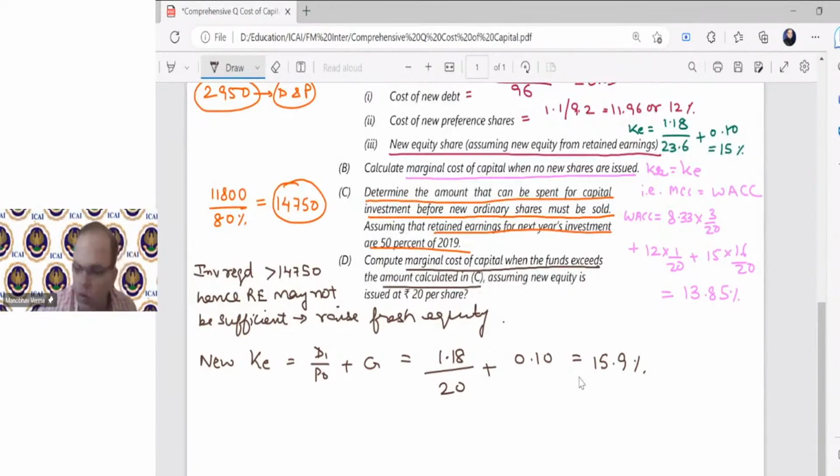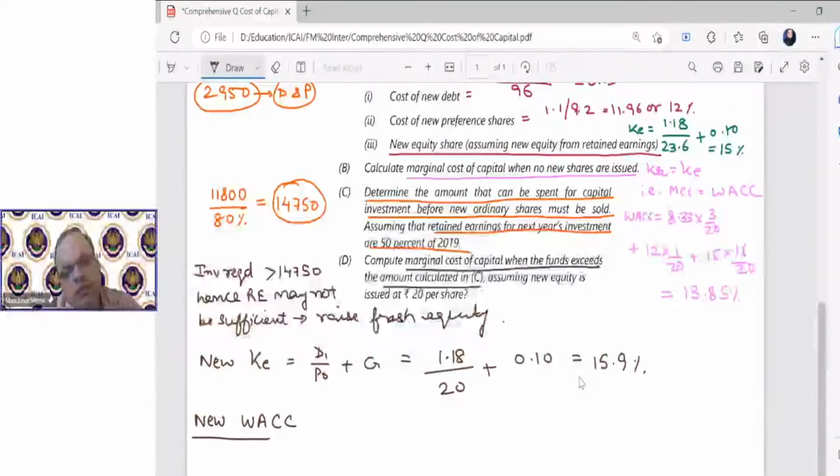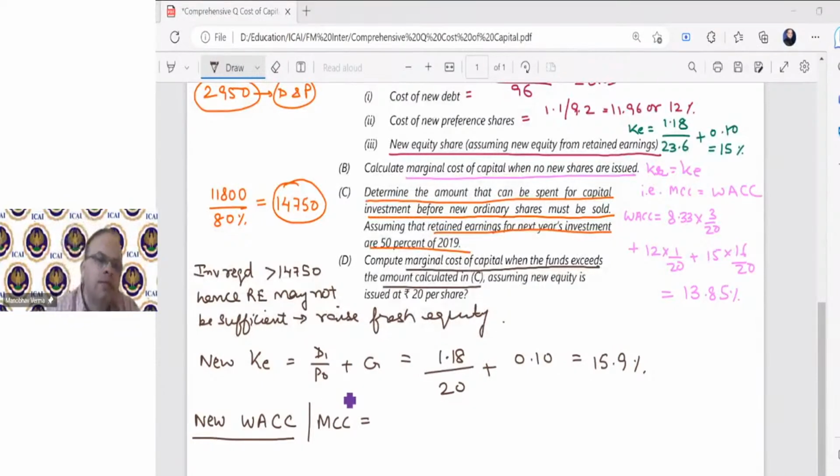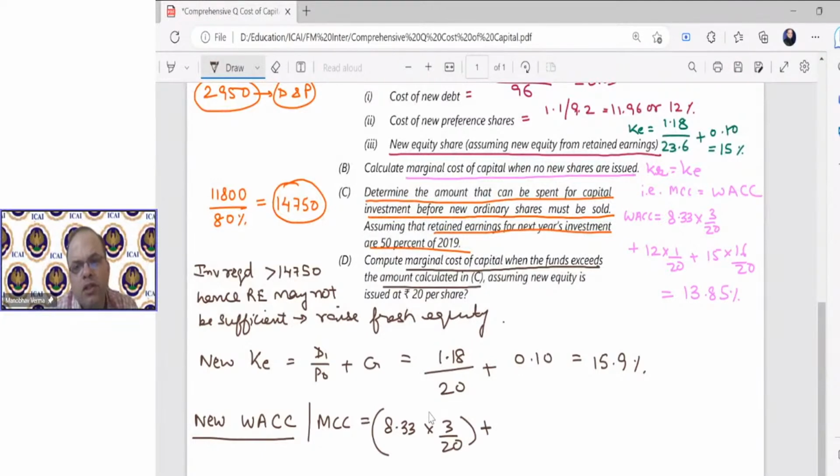Okay. Now, once we have the new equity cost, can we also calculate the new WACC, because that will be my marginal cost of capital? What will that be, guys? I think we had 8.33 into 3/20. That is the same for the debentures, 12 into 1/20. That's the same. And then we're looking at 15.9 into 16 by 20.